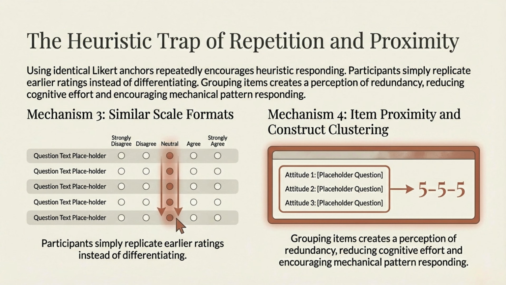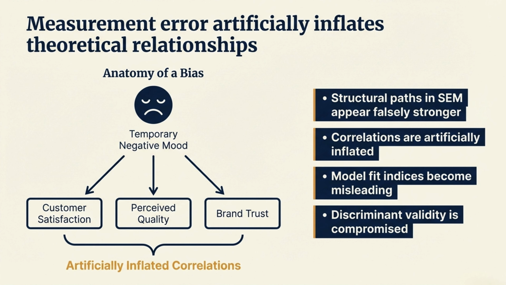So what happens statistically when there is a problem with CMB? When CMB is present, the correlations may be artificially inflated. Structural paths in SEM may appear stronger than they truly are, the model fit indices may be misleading, and discriminant validity may appear compromised. In essence, the shared method variance contaminates construct variance.